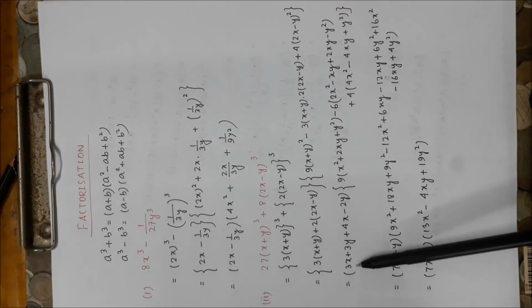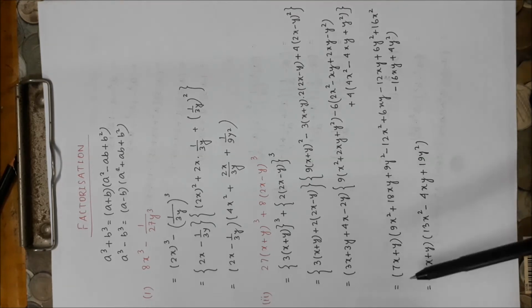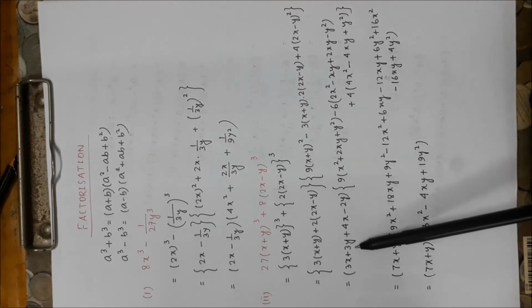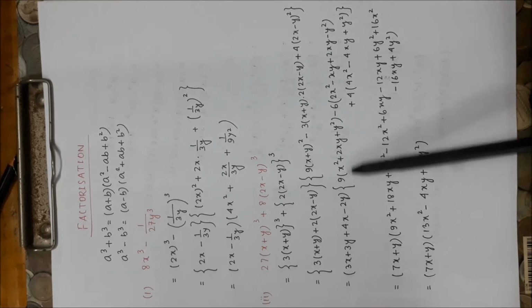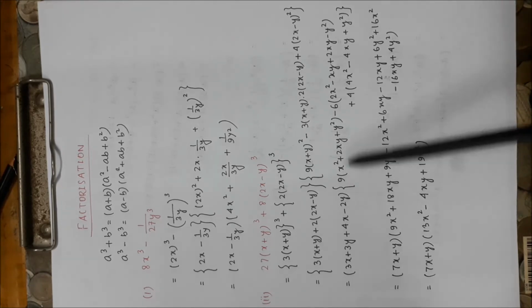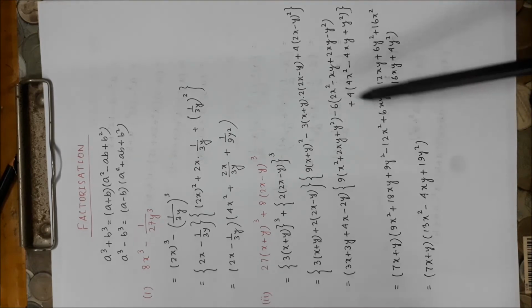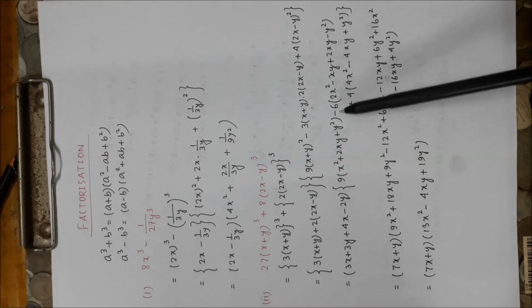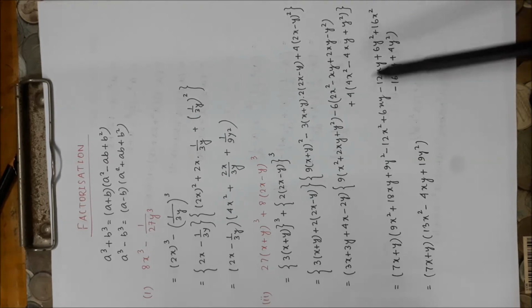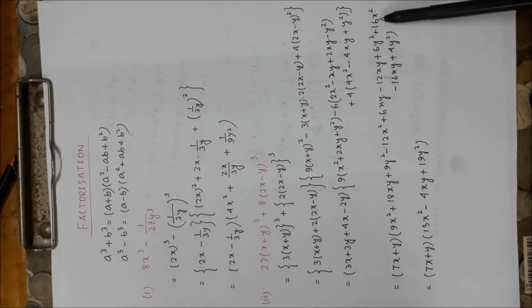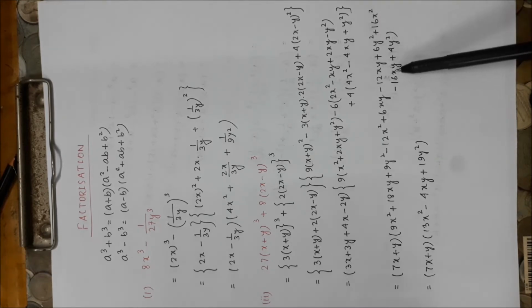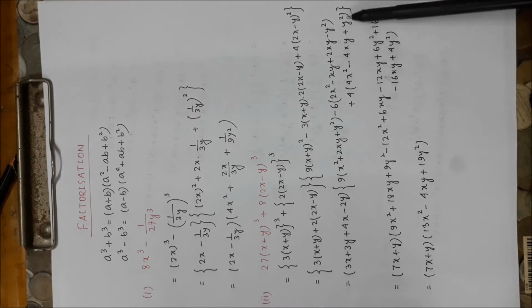Now moving into the next step, 3x plus 4x equals 7x, 3y minus 2y equals y, multiplied by, now multiply this term: 9x square, 9 twos 18xy, plus 9y square, minus 12x square, minus minus plus 6xy, minus 12xy, minus minus plus 6y square, 4 sixes 16, so 16x square minus 16xy plus 4y square.